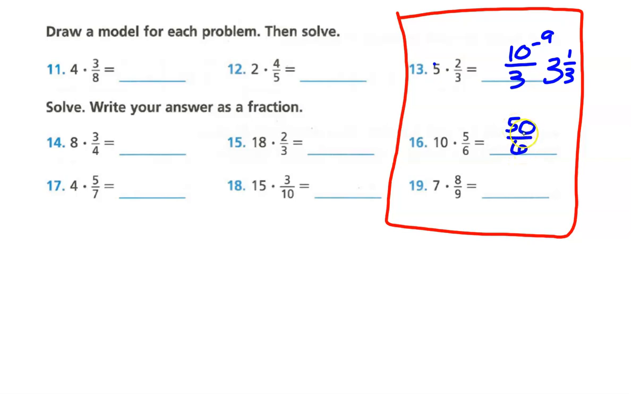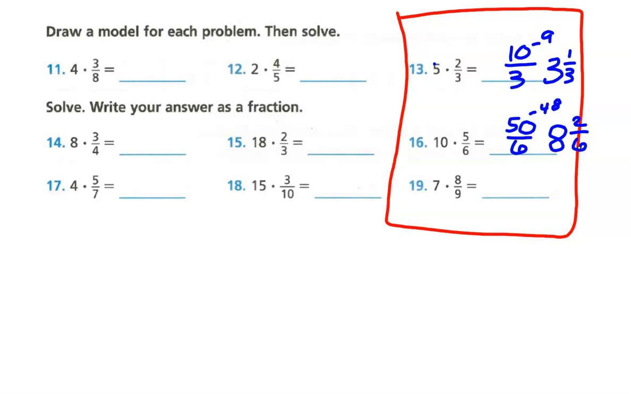So 6 goes into 50. Well, 6, 12, 18, 24, 30, 36, 42, and 48. So that was 8 times. I'm going to subtract 48 from here. And 50 minus 48 is 2. So that would leave me with 8 and 2/6.